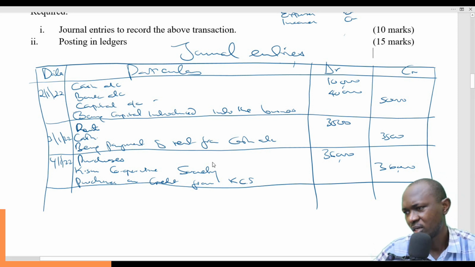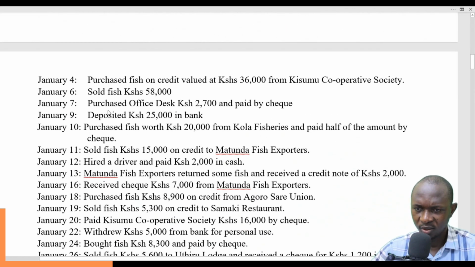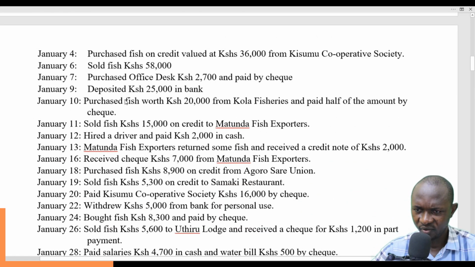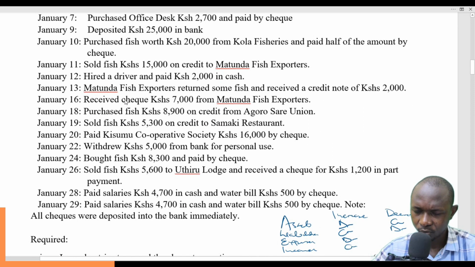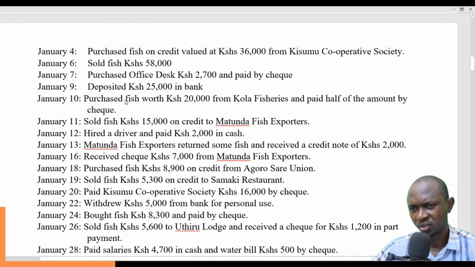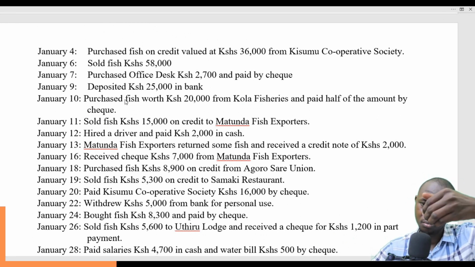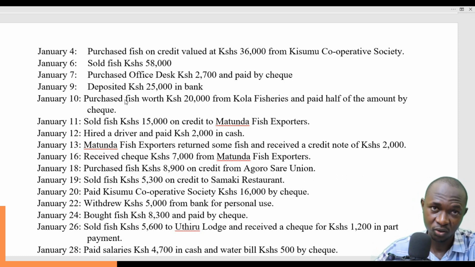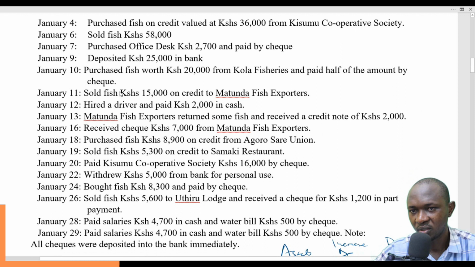Then on January 6th, sold fish worth 58,000. They have not told us if they are selling fish on credit or cash, so we'll assume that they have sold the goods in cash. So sold fish 58,000. We simply come here and say January 6. What are we going to debit?